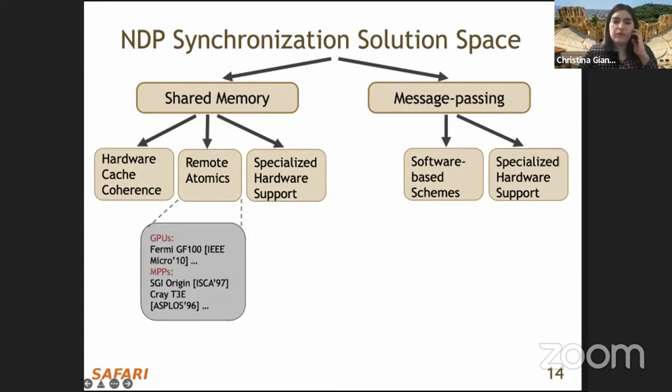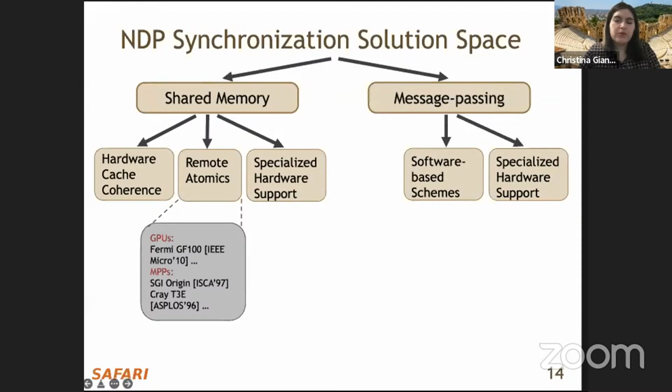In GPUs and some massively parallel processing systems, synchronization is implemented via remote atomics. Remote atomics are dedicated hardware units which implement atomic read-modify-write operations. Those units are located in the memory hierarchy of the GPU system. For example, in GPUs they are very close to the shared level of cache memory, and using the atomic operations implemented in the remote atomics, the GPU cores can synchronize between them.